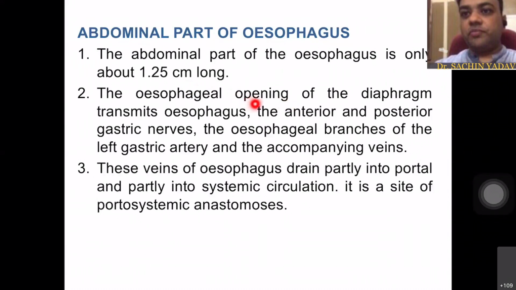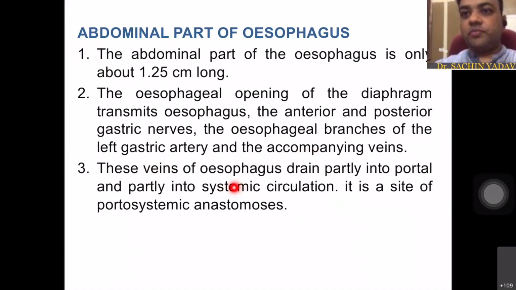Transmitted along the esophagus are the anterior and posterior gastric nerves, or more specifically the vagal trunks, and the esophageal branches of the left gastric artery. The left gastric artery, supplying the esophagus, also enters the esophageal opening to supply the lower part of the thoracic esophagus, along with the accompanying vein.